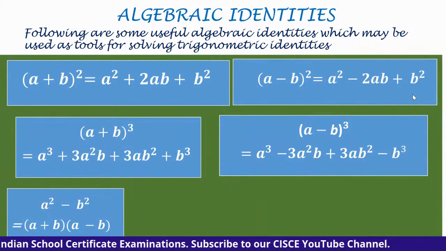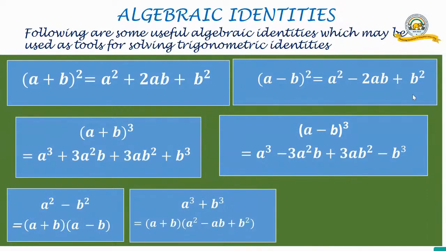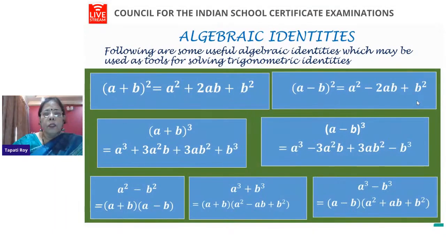Next, we have the difference of two squares of two variables. a squared minus b squared is (a plus b) into (a minus b). Next, a cubed plus b cubed is equal to (a plus b) into (a squared minus ab plus b squared), and a cubed minus b cubed is equal to (a minus b) into (a squared plus ab plus b squared). So I hope you have noted them down. We need all these algebraic identities to solve trigonometric identities.